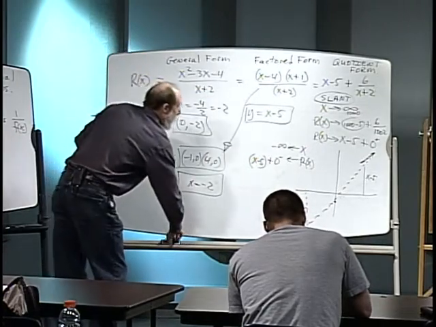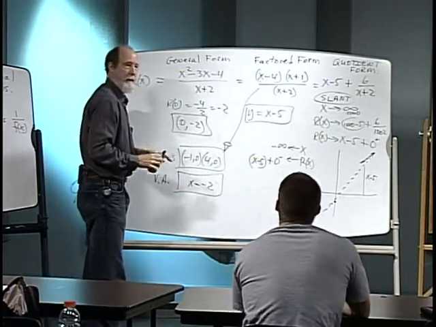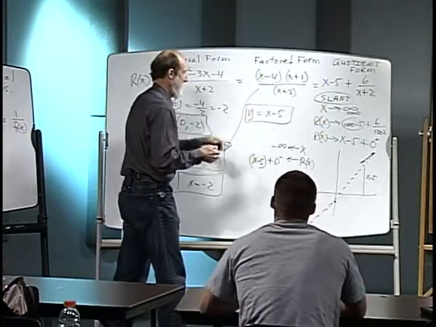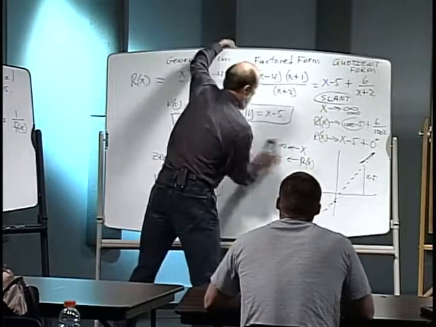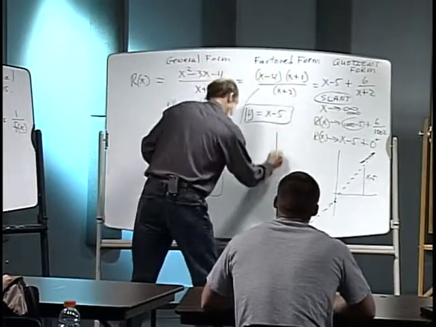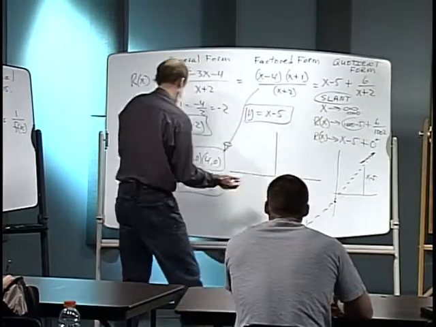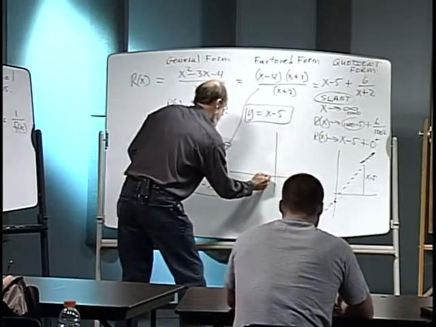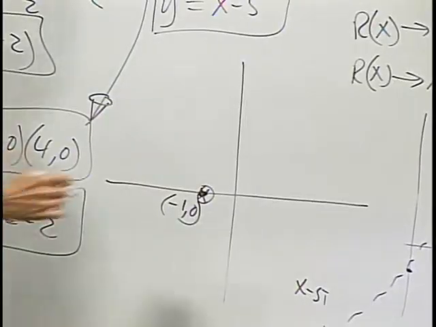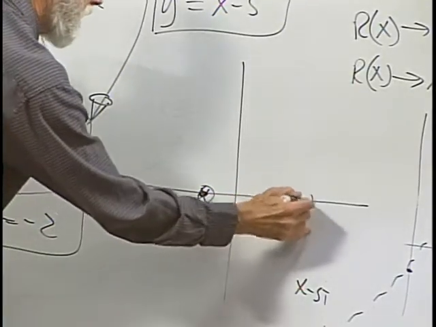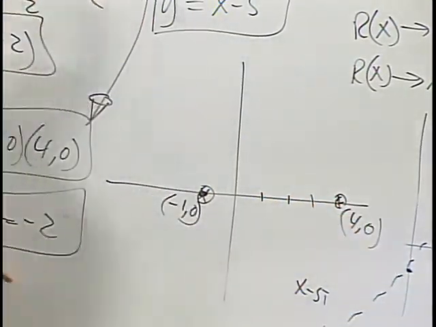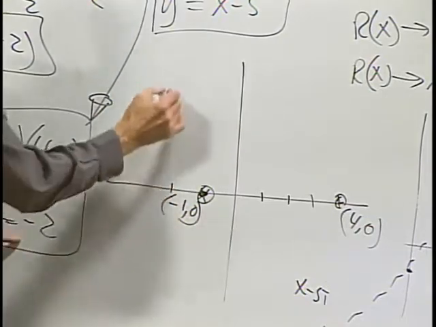Last but not least is the picture. So keep in mind, here's our oblique asymptote right here. And so let me erase down here and tuck in the final sketch. We have (negative 1, 0) as a point on the graph. We have another one at (4, 0). We have a vertical asymptote at negative 2.